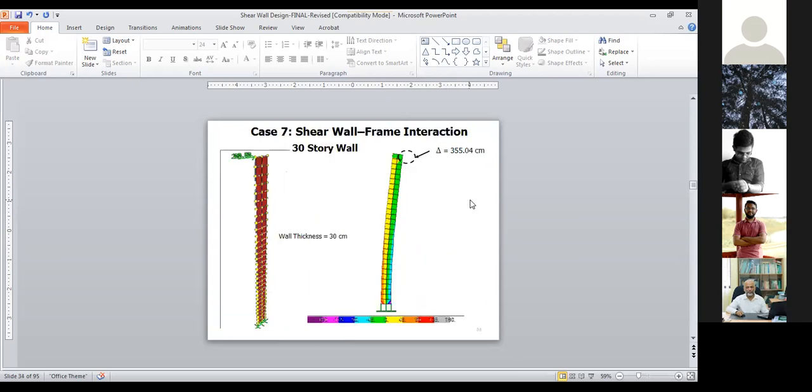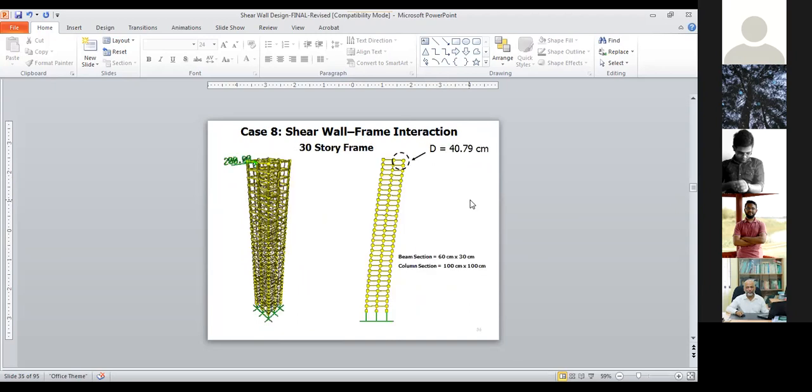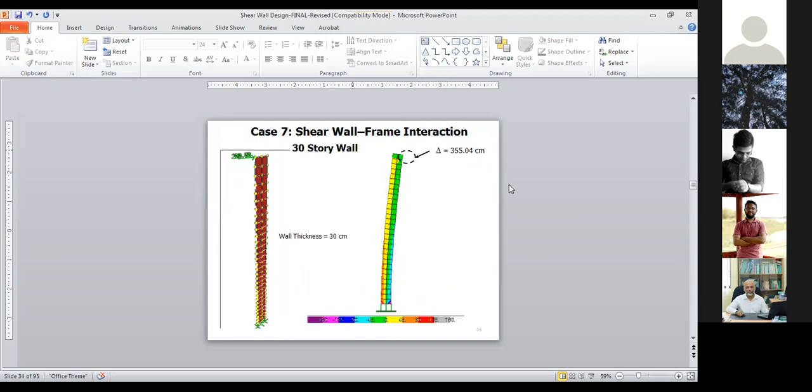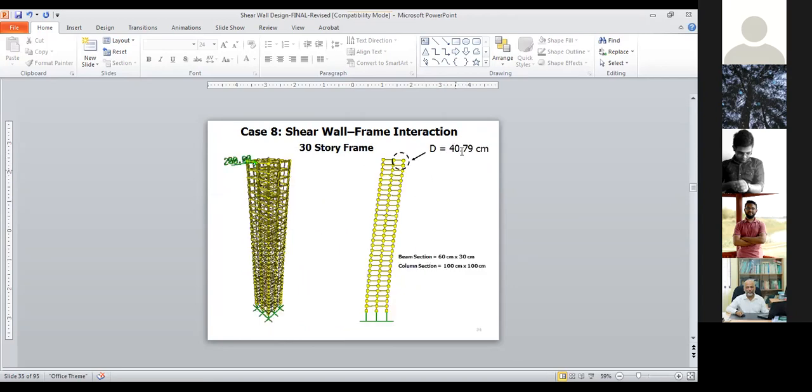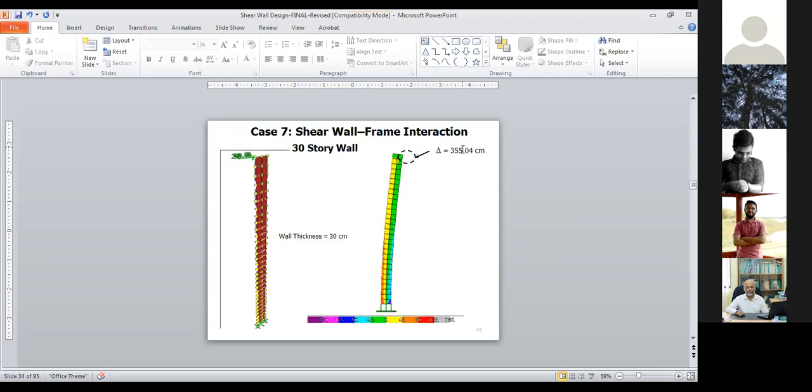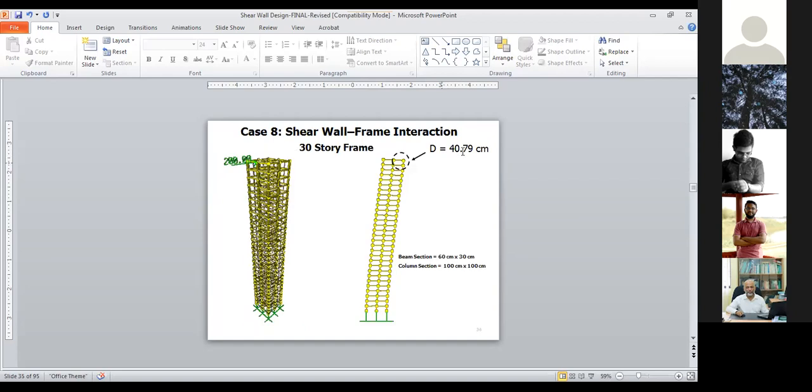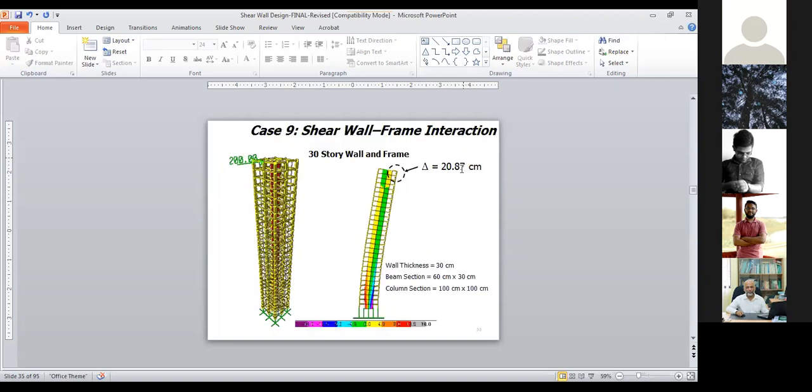Then if you change to a 30-story wall and 30-story frame, with a 30-story wall your deformation is 355. With a 30-story frame, your deformation is 40.79 centimeters. Of course, in the case of the shear wall, because of the flexural action, you have very large deformation, but the frame will deform only 40.79. And if you combine them together, your deformation will become 20.87. So the combined action of your shear wall and frame is very important.